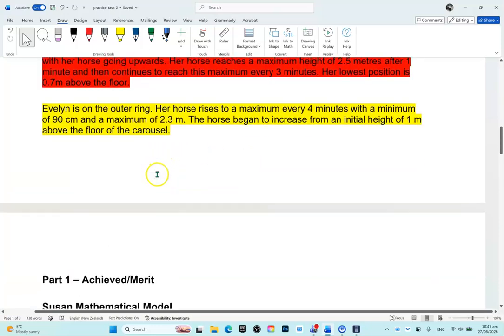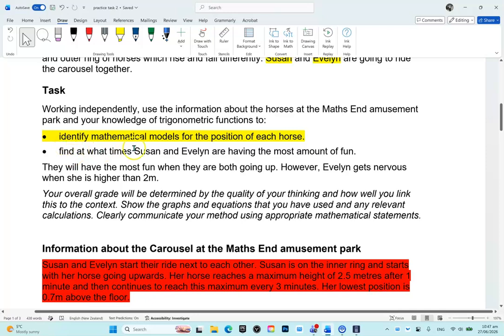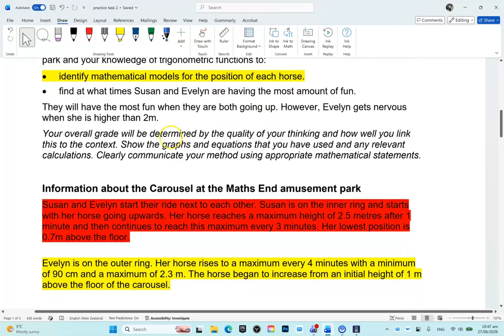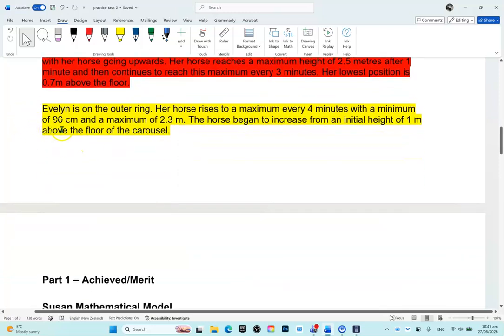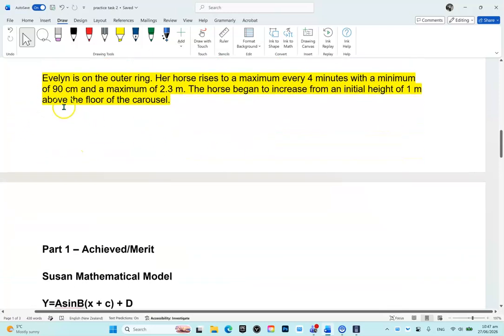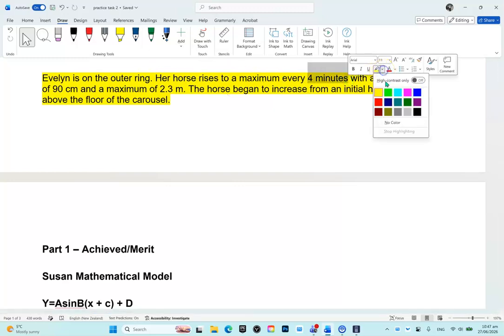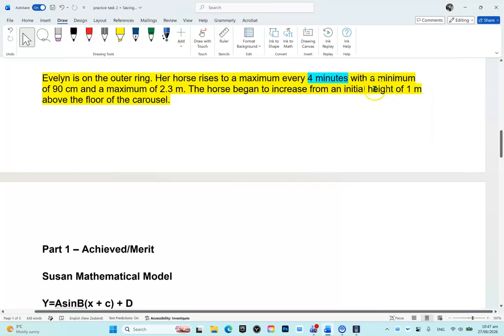Anyway, in this video we are going to finish off this first task, which is finding the mathematical models for both of the people on the horses. So now we're going to focus on Evelyn. Her horse rises to a maximum every 4 minutes, so they've already given us the period, which is nice. With a minimum of 90 centimeters.